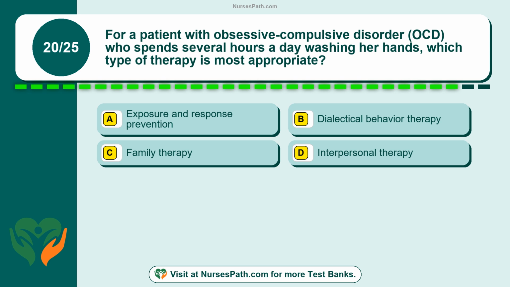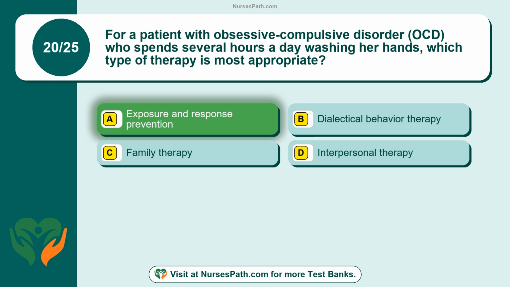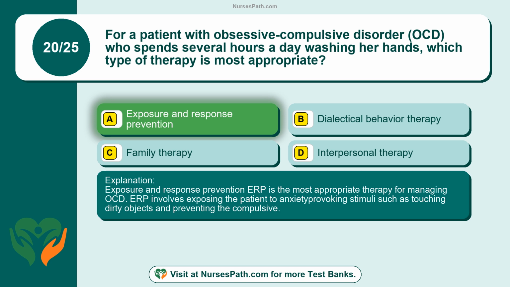Question 20. For a patient with obsessive-compulsive disorder (OCD) who spends several hours a day washing her hands, which type of therapy is most appropriate? Option A. Exposure and response prevention. Option B. Dialectical behavior therapy. Option C. Family therapy. Option D. Interpersonal therapy. The correct answer is option A. Exposure and response prevention. Exposure and response prevention (ERP) is the most appropriate therapy for managing OCD. ERP involves exposing the patient to anxiety-provoking stimuli such as touching dirty objects and preventing the compulsive behavior.